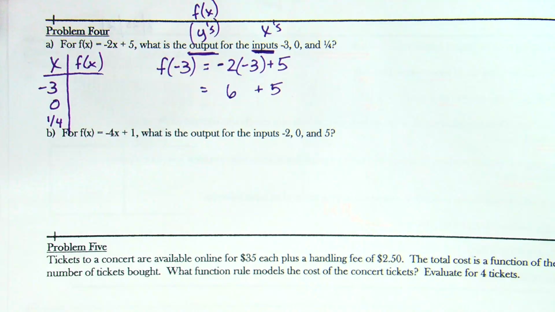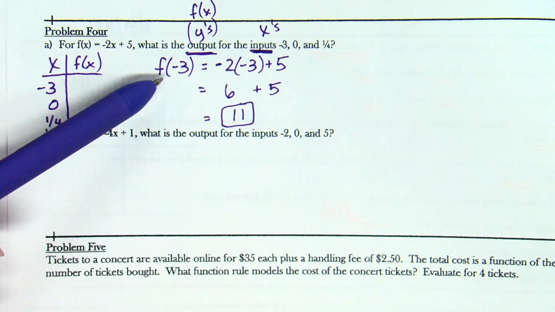So when you put the input in of negative 3, you get an output of 11. I promise that's not horribly difficult. It's easier than I remember. Okay. Am I done with this problem? Do I get to move on to the next one?